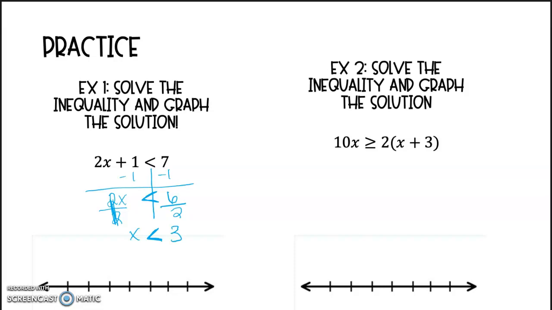So my step 1 is to look at the sign and determine if that's an open or a closed dot. I know because it's less than, but it does not have the equal to sign on the bottom. It's just the open dot.